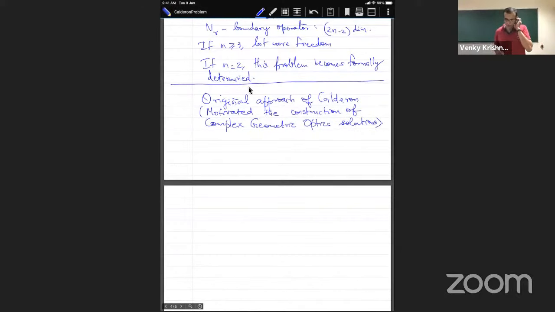So roughly this is the original idea of Calderon. And so what he did is the following. He wanted to construct solutions, and I will explain why he wanted to do this. He wanted to construct special solutions, special harmonic functions, in the whole of Rn.